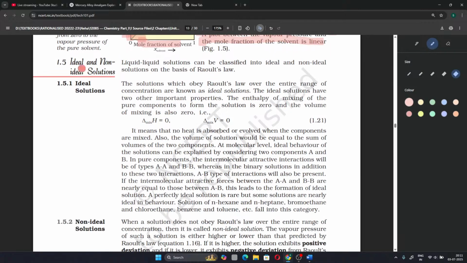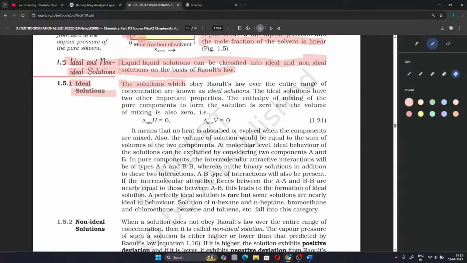And now we come to ideal and non-ideal solutions. Not everything can be ideal in reality, so that is why you are reading such a concept. Liquid solutions can be classified into ideal and non-ideal solutions on the basis of Raoult's law. Ideal solutions, the first topic: the solutions which obey Raoult's law.